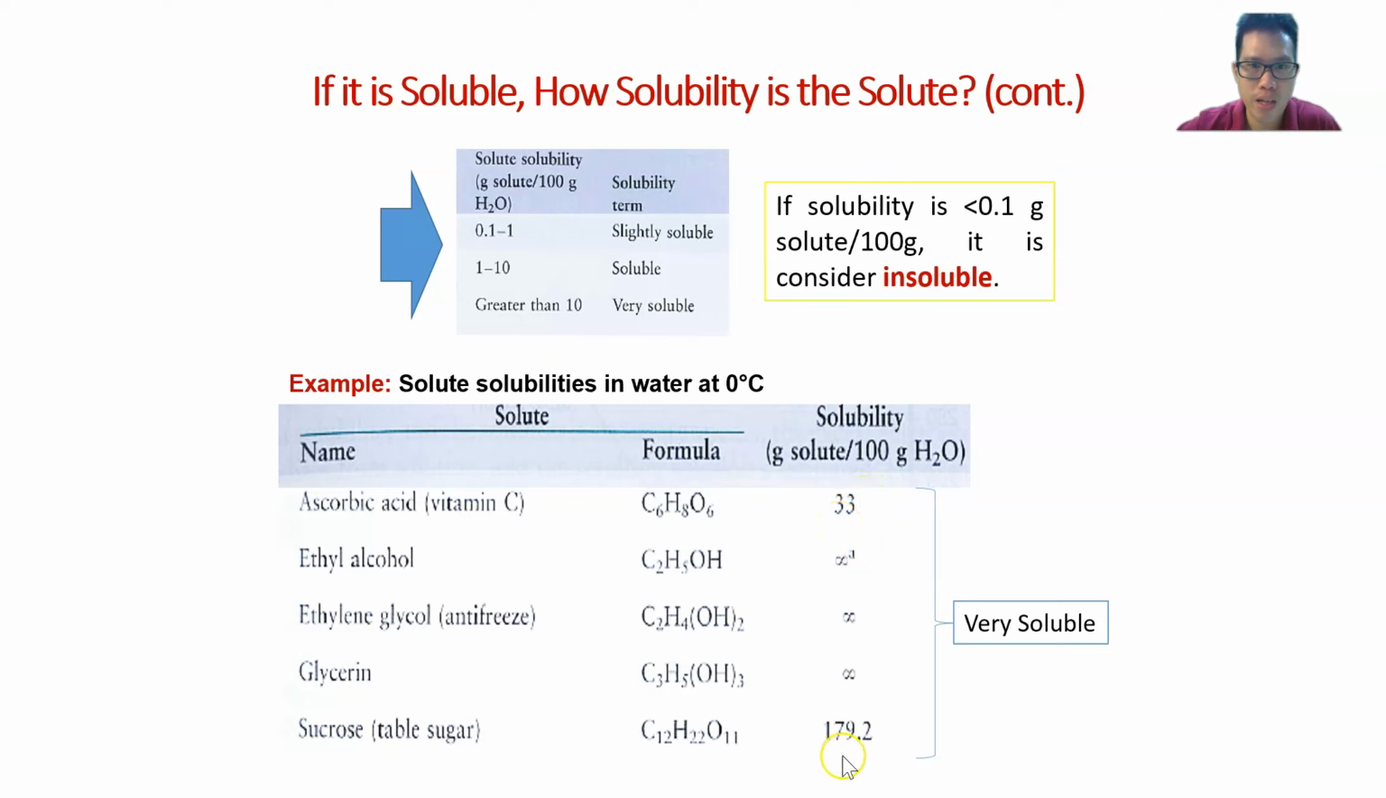Then you can see sucrose, which is table sugar. It's about 179.2. Then all this is almost infinite. But of course, if you go beyond a certain concentration, then this substance will become a solvent already, not solid.